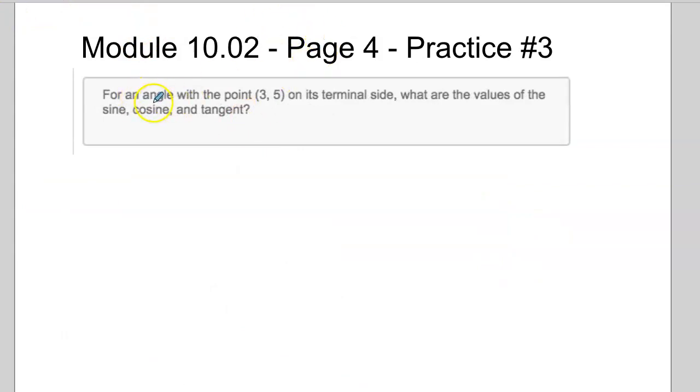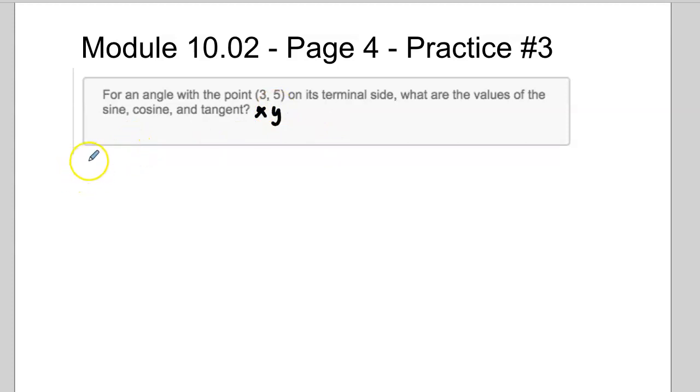And this one says for an angle with the point 3,5 on its terminal side, what are the values of the sine, cosine, and tangent? So for this one, you can visualize what this looks like. You can use your trig ratios, but I'm going to try this a different way. This is just like number one, but I'm going to do this with just memorizing your sine, cosine, and tangent using the coordinates. So given here I have x and y.